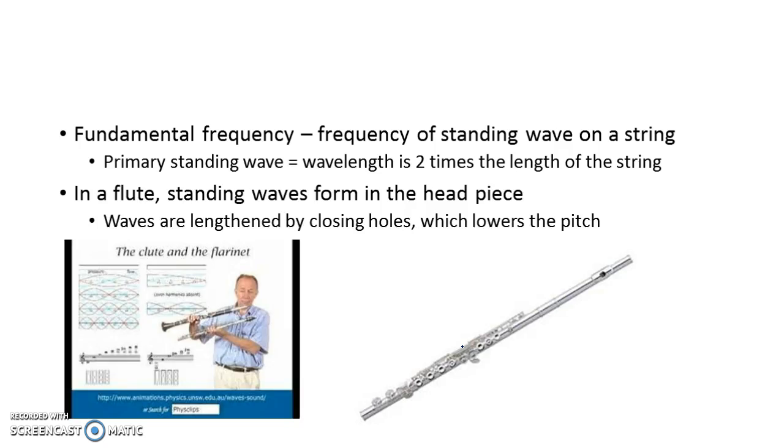In a flute, standing waves will form in the headpiece, which is this part up here. It comes apart, and you don't actually blow into it, you blow across it, and it produces standing waves that resonate from the node here down the flute. You can make the wavelengths longer, which makes a lower sound, by closing the holes by holding down the keys, or you can make the sound higher by holding the keys open.